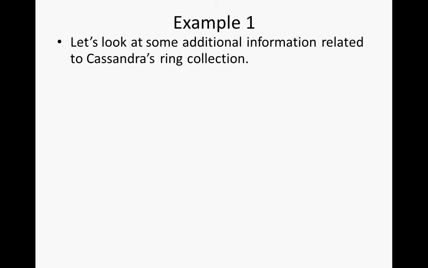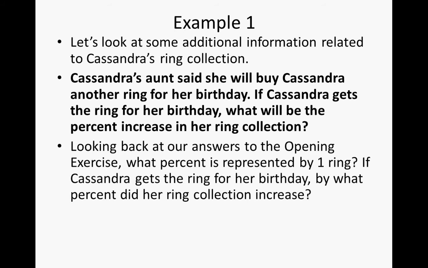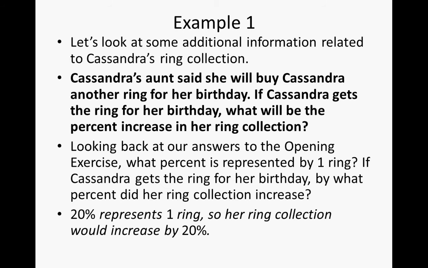All right, let's take a look at example 1. Let's look at some additional information related to Cassandra's ring collection. So Cassandra's aunt said she will buy Cassandra another ring for her birthday. If Cassandra gets the ring for her birthday, what will be the percent increase in her ring collection? Well, looking back at our answers to the opening exercise, what percent is represented by 1 ring? If Cassandra gets the ring for her birthday, by what percent did her ring collection increase? Well, 20% represents 1 ring, so her ring collection would increase by 20%.